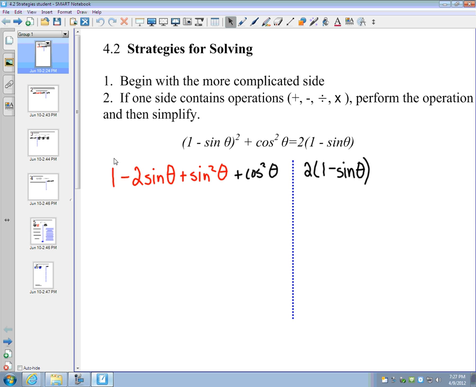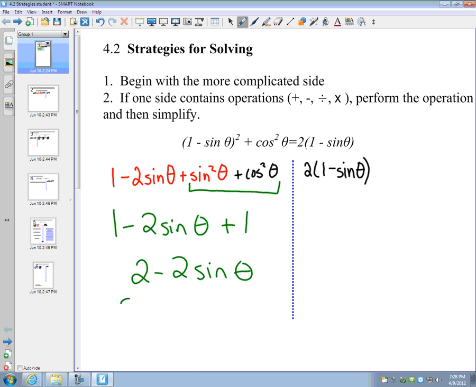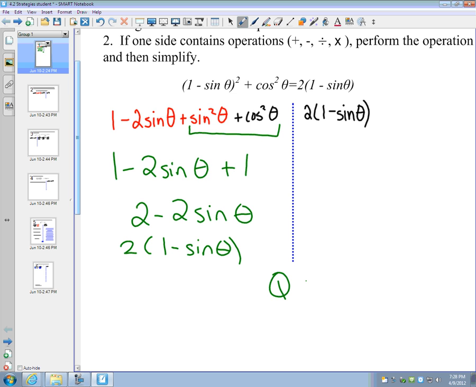So what I did first here is I squared 1 minus sine squared theta. Squaring a binomial always gives me a trinomial. So I get 1 minus 2 sine theta, sine squared plus cos squared. Looking at my identity sheet, I know that sine squared plus cos squared is just another way of writing 1. So I have 1 minus 2 sine theta plus 1. So I have 1 plus 1, I have 2 minus 2 sine theta. Factoring out my common factor, I have 2 times 1 minus sine theta, and that was what I was trying to do. So I massaged my left side, I simplified, and I did what I wanted to do.